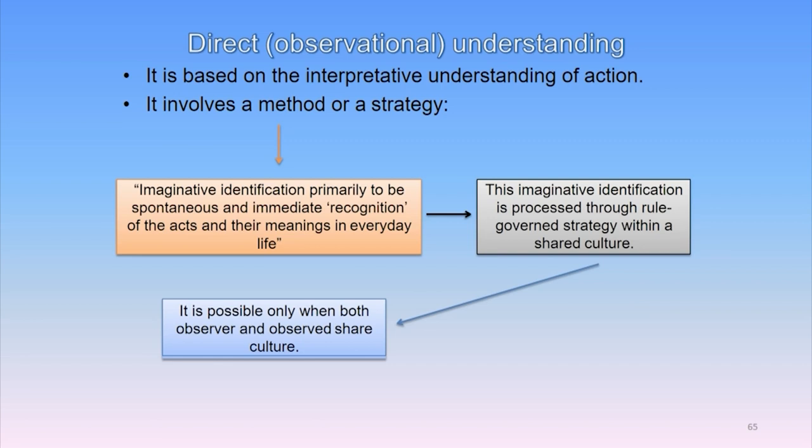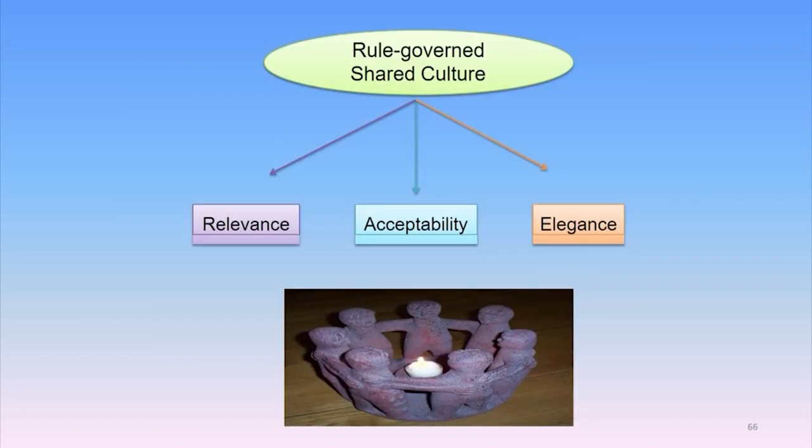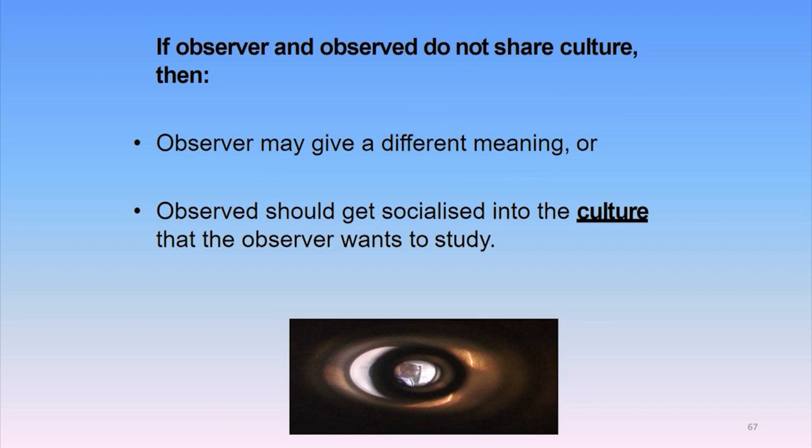Then what is this imaginative identification? Now, this imaginative identification is processed through a rule-governed strategy within a shared culture, which is possible only when both observer and observed share culture. What is then that rule-governed strategy within a shared culture? Rule-governed shared culture is based on relevance, acceptability, and elegance. Okay? We have discussed this.